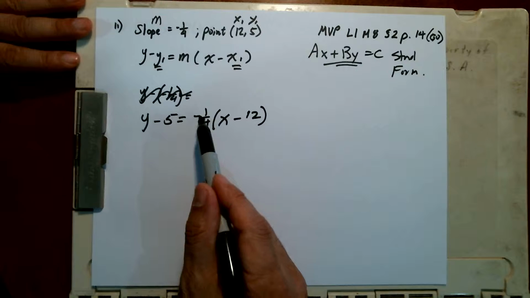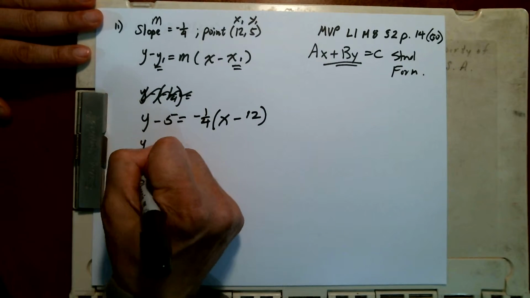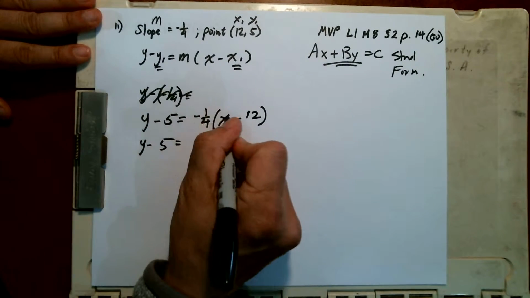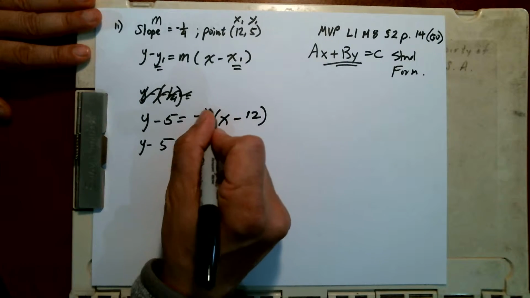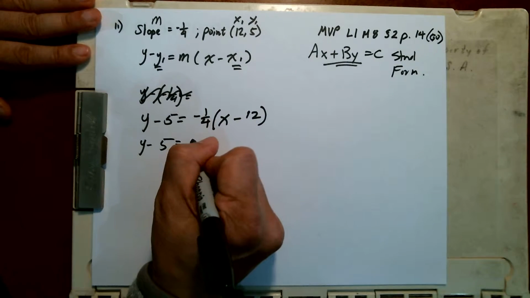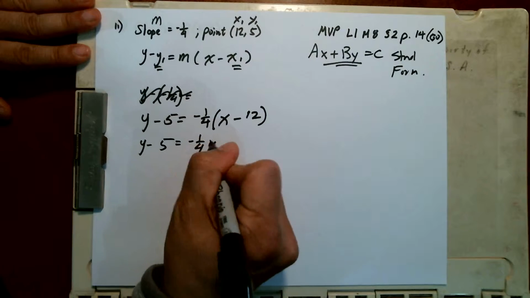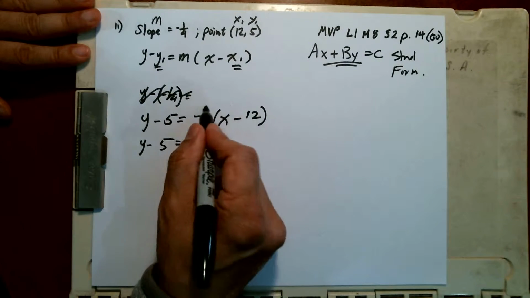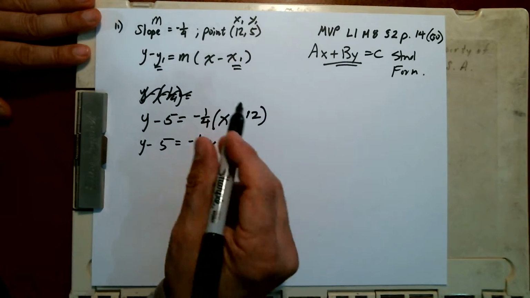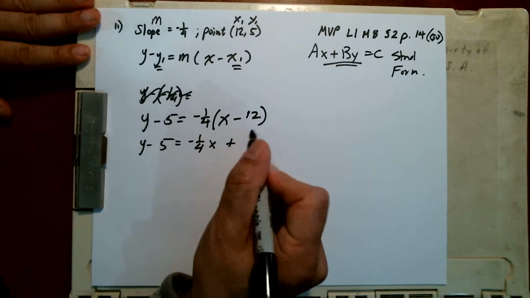So what you have to do is you have to distribute this out. Y minus 5 is equal to -1/4 times x. So you have to distribute that. -1/4 x, -1/4 times -12. It's going to be negative, and the negative is positive.